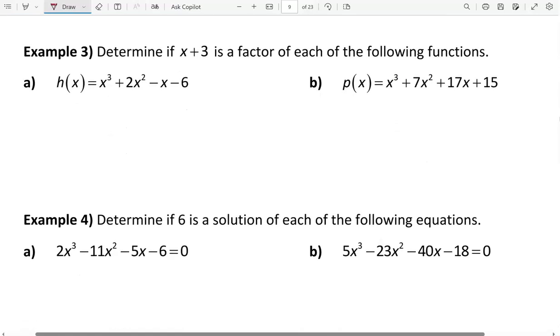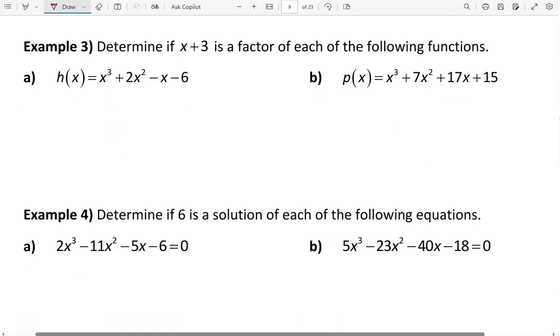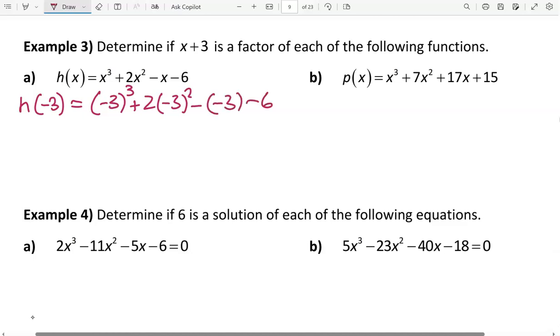All right, let's take a look at example 3 and determine if x plus 3 is a factor of each of the following functions. So if we want to know if x plus 3 is a factor, we can test it by finding h of negative 3.